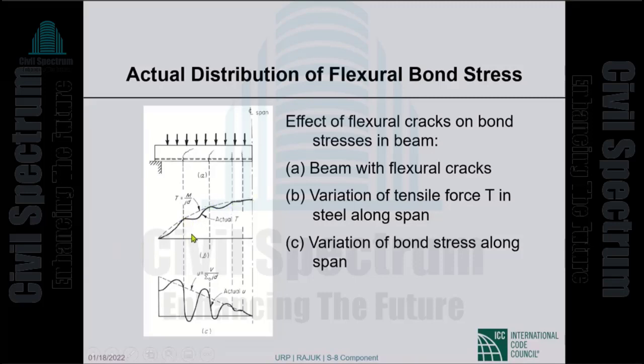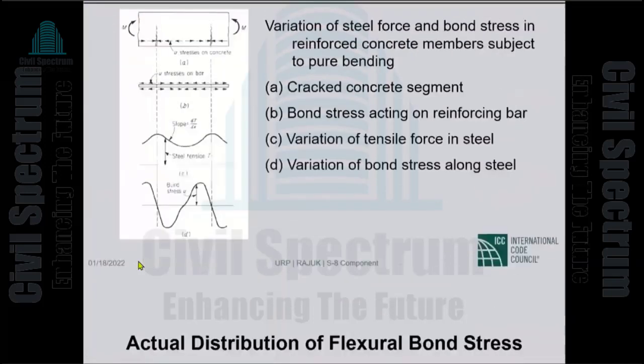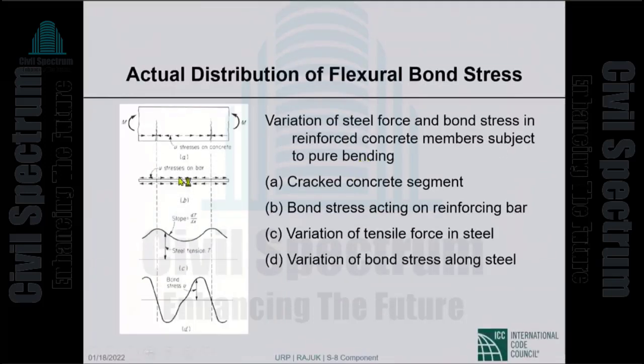And since there is a variation in tension, there is a variation in bond stresses. Okay, so this is a crack. Close to the crack, we have the highest bond stress in one direction. After the crack, it is highest bond stress in the other direction, and so forth. And these directions are important. As I pointed out, at the crack, the direction of the bond stress changes.